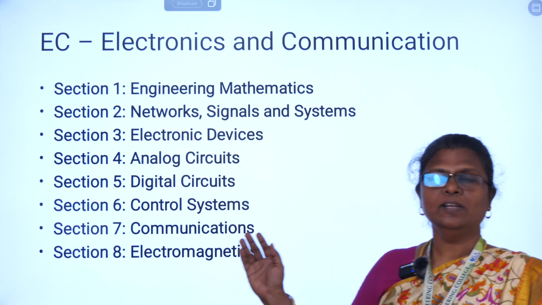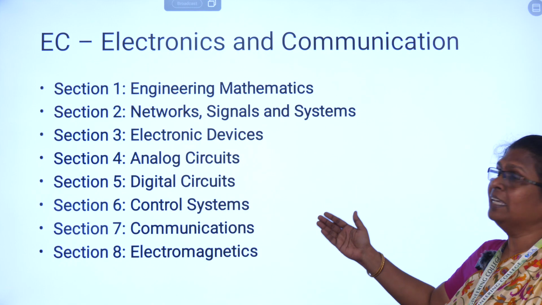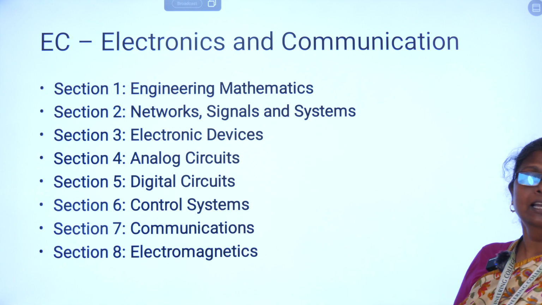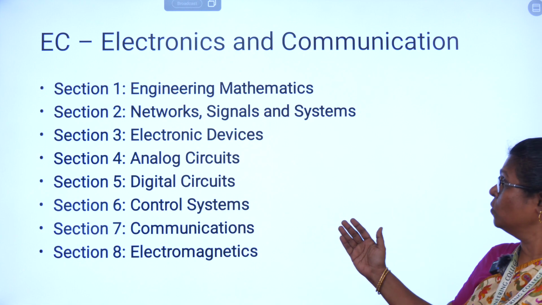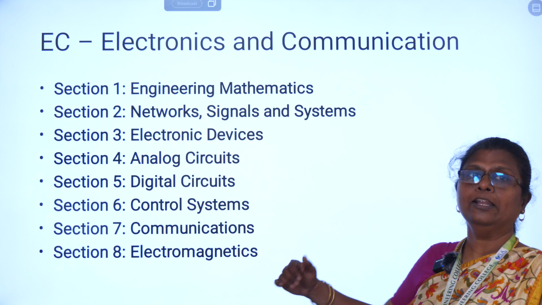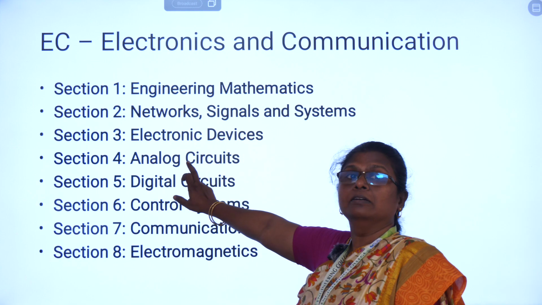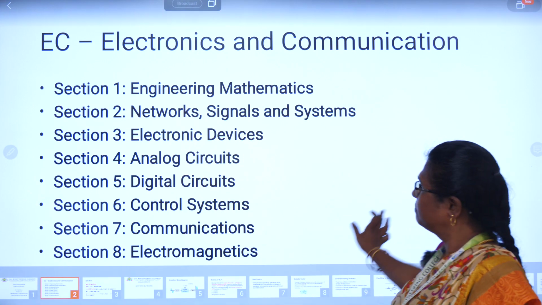We are going to discuss electronics and communications. There are 8 sections in this. First one is engineering mathematics, network signals and systems, electronic devices, analog circuits, digital circuits, control systems, communications and electromagnetics. In these 8 sections, we are going to see the topic about analog circuits.